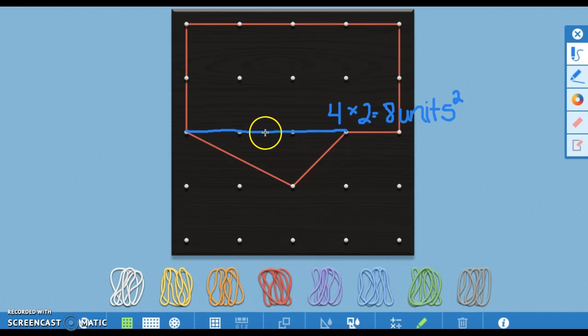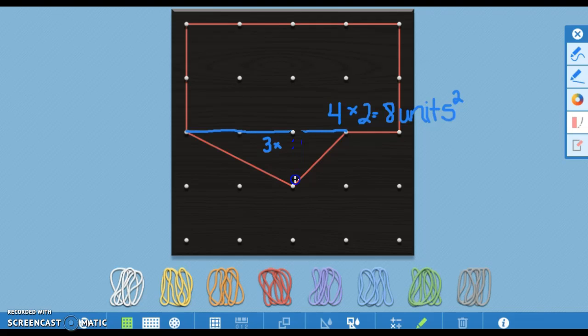Now we need to find the area of this triangle. To find the area of the triangle, we first multiply our base, which is 1, 2, 3, times the height. Now the height, remember, goes from the tallest point of the triangle perpendicular to the base. And when it's perpendicular to the base, it creates a right angle.